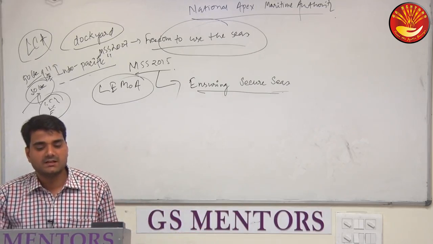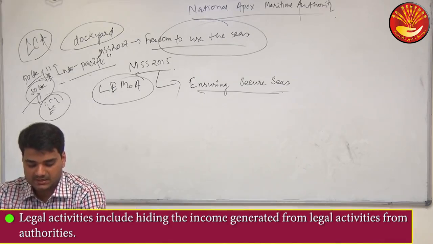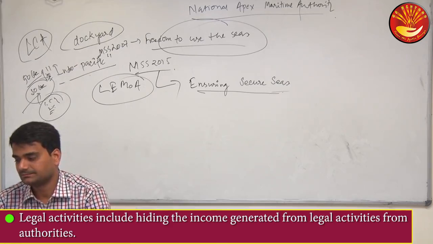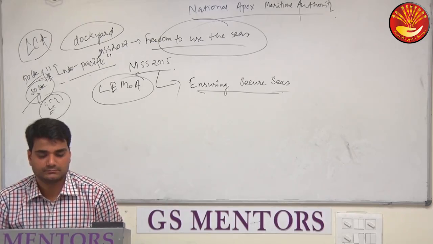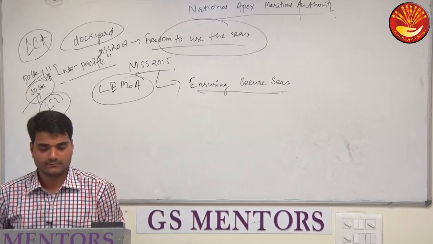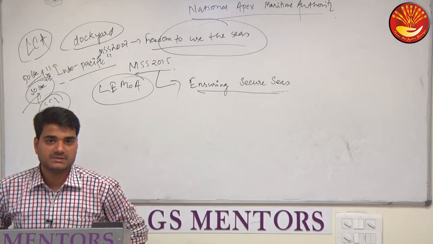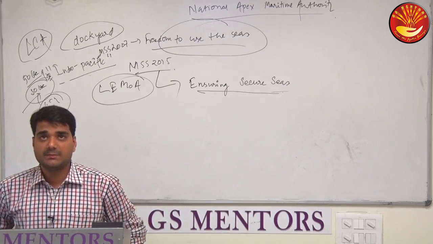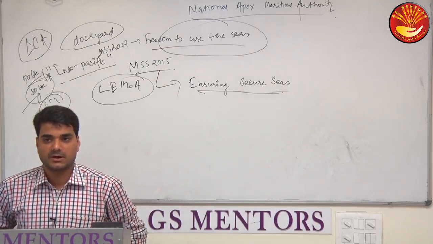Now in legal activities, you can write down hiding the income generated from legal activities from authorities. Okay, all those are the legal activities through which black money is generated. Why? Because though the income is being generated through legal activities, it is not being appropriately reported to the authorities.